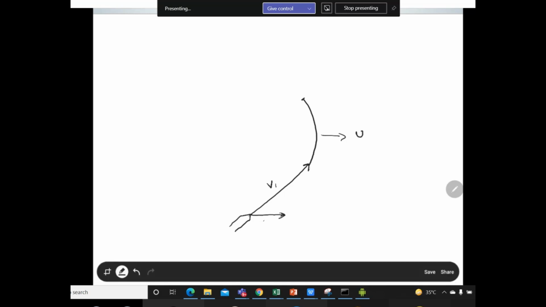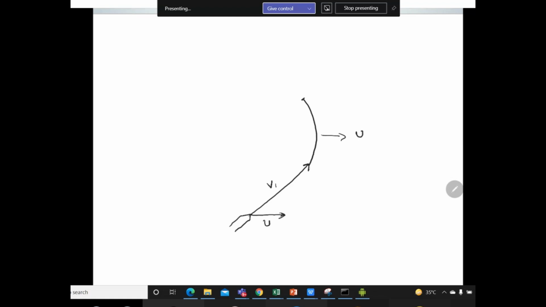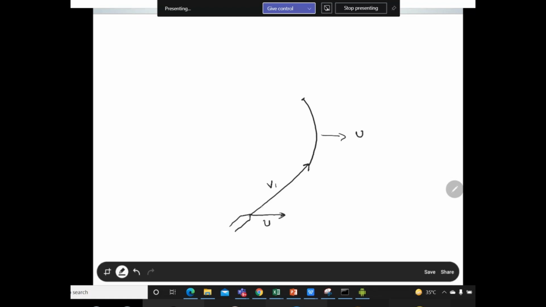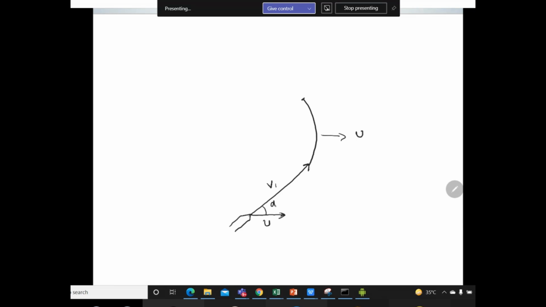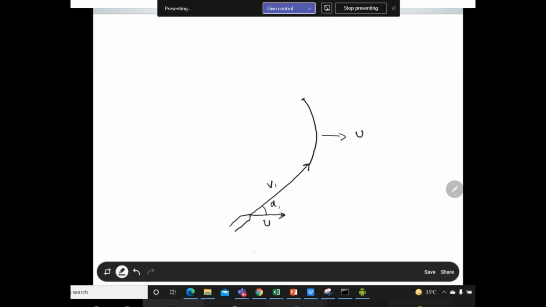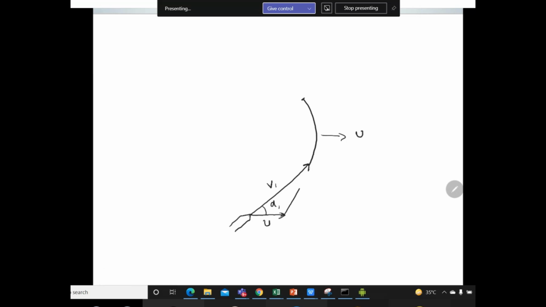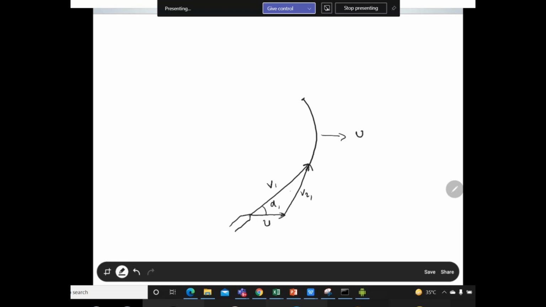Basically we are trying to draw the vector diagram. So this is your u, which is the blade velocity, and the angle between v1 and u is your alpha 1, which is the nozzle inlet angle. And if there is a v1, the absolute velocity, there is definitely a relative velocity as well. You can mark it as VR1, the relative velocity at the inlet.